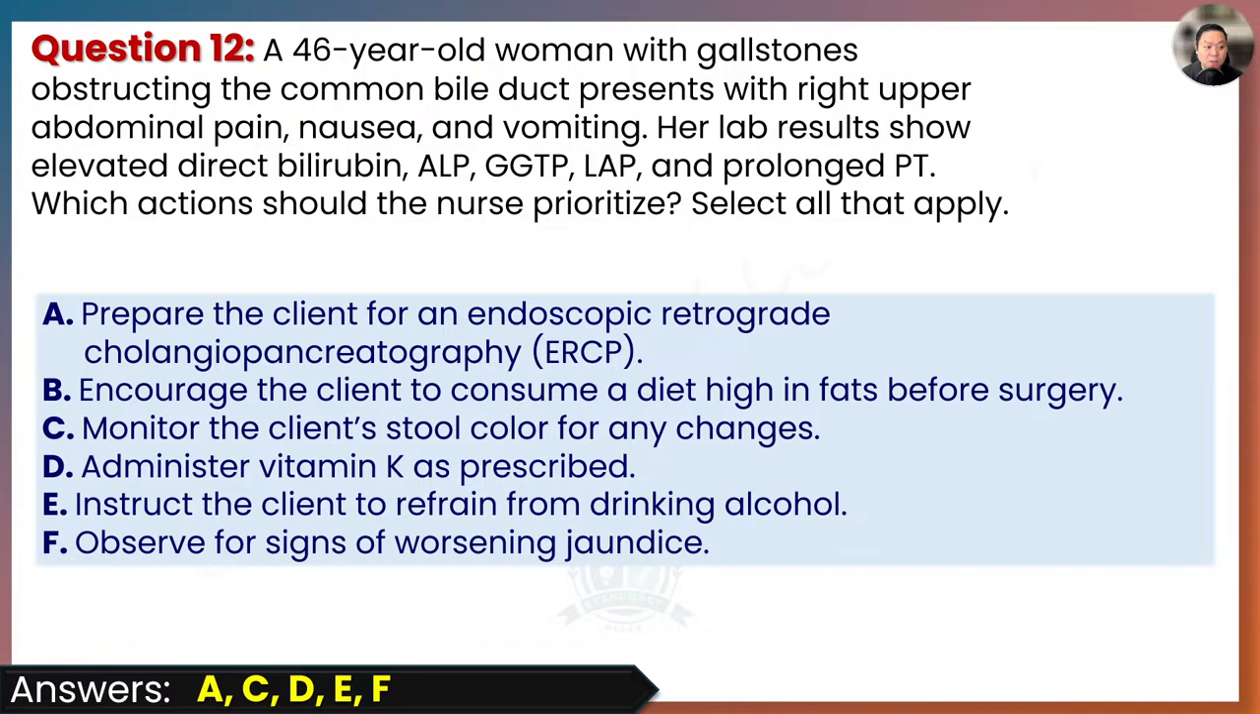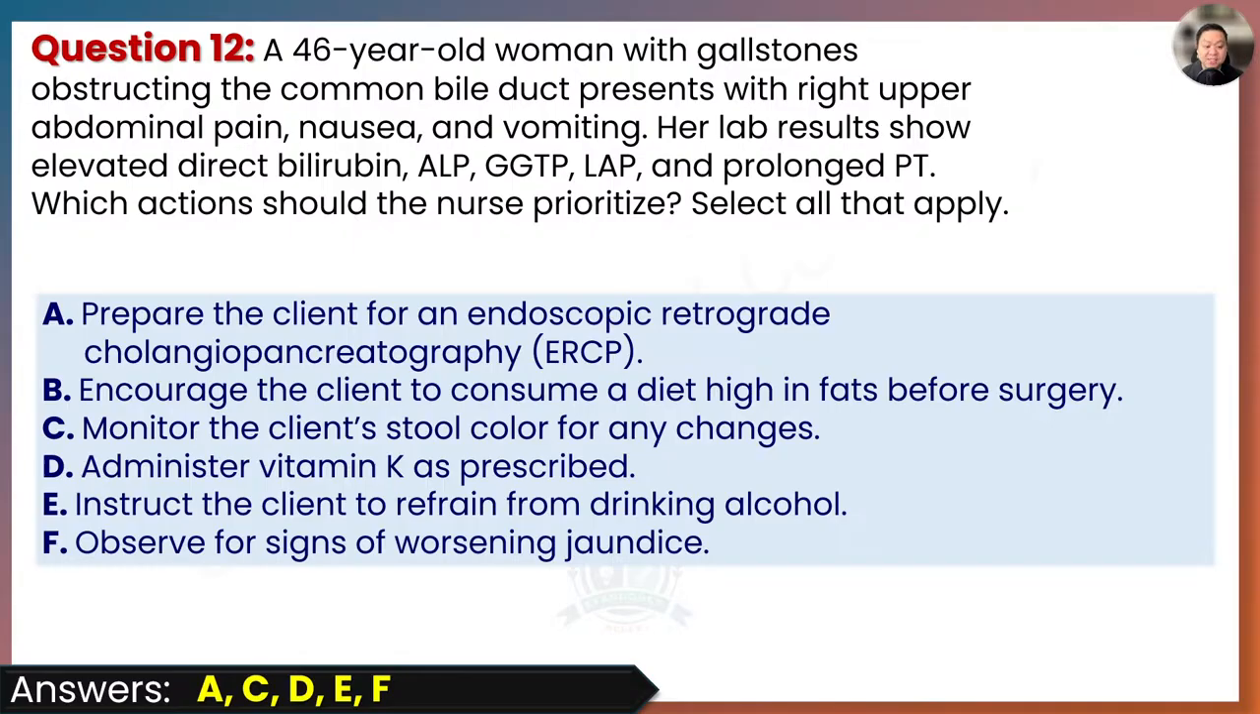Now, letter E is also correct, instructing the client to refrain from drinking alcohol, because alcohol can exacerbate liver damage and also inflame the bile ducts. So advising the patient to avoid it is very critical for preventing further stress on the liver and the gallbladder. Letter F is also correct. Observe for signs of worsening jaundice.